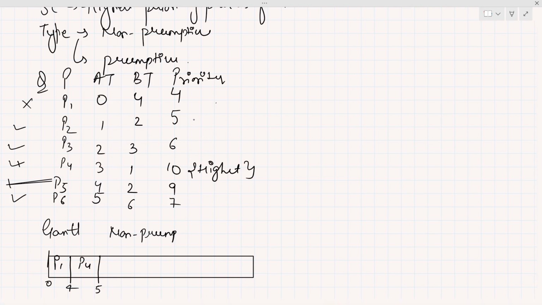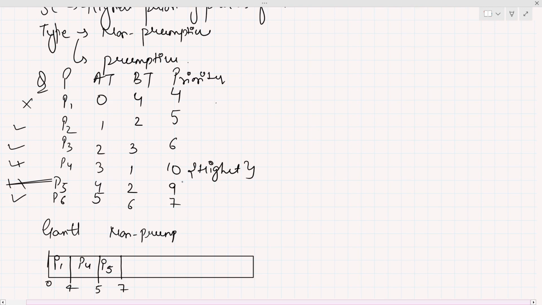Among these, whichever has the highest priority, we have to select that process: highest number, highest priority. After that the next number is 9. Among these 4 processes, definitely this one has the highest priority, so we select P5. The burst time of P5 is 2, so 5 and 2 become 7. Now P5 is also completed. 3 processes are left, P2, P3 and P6.